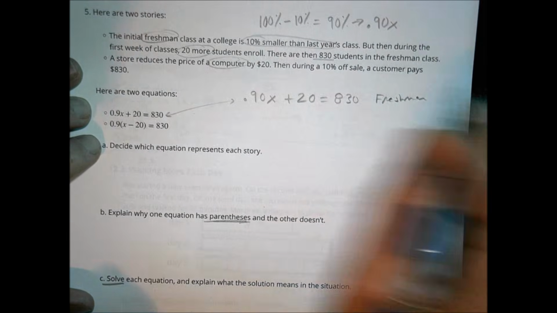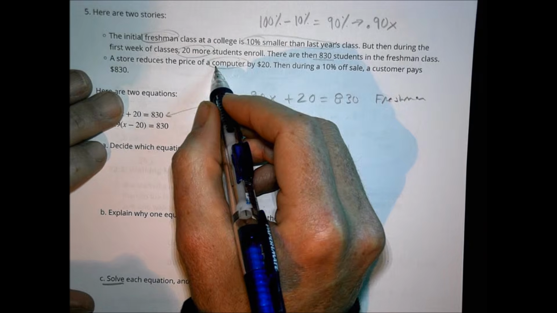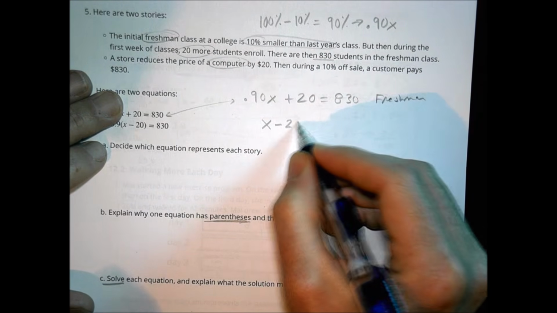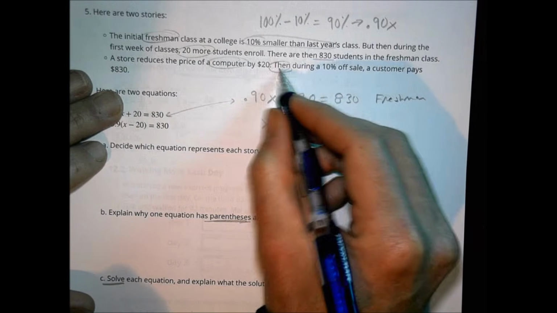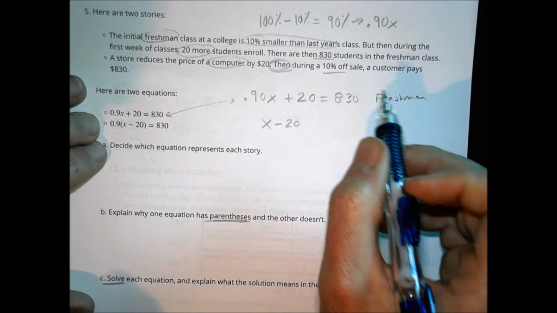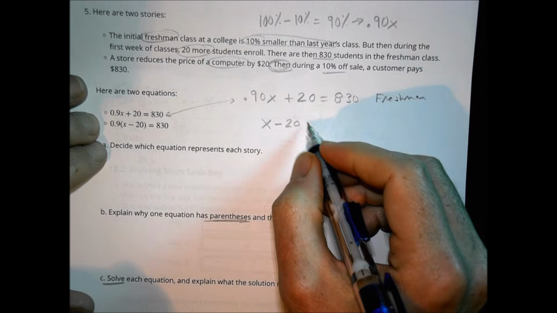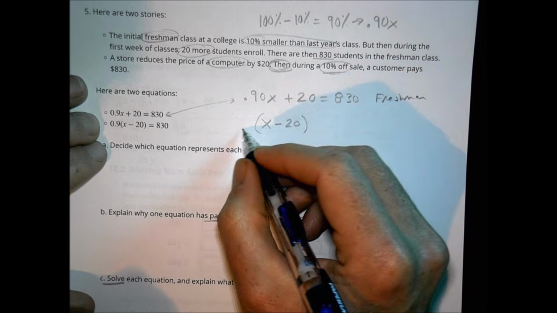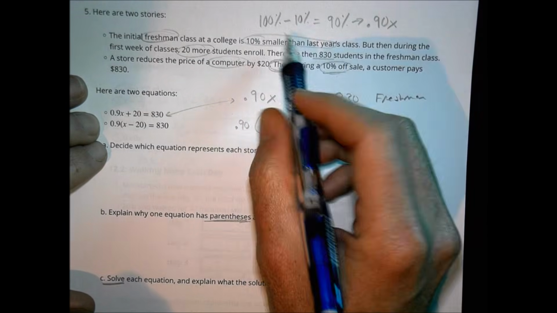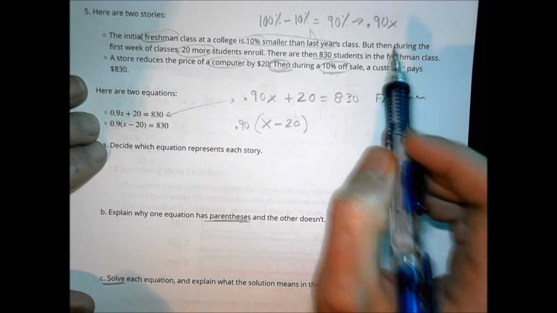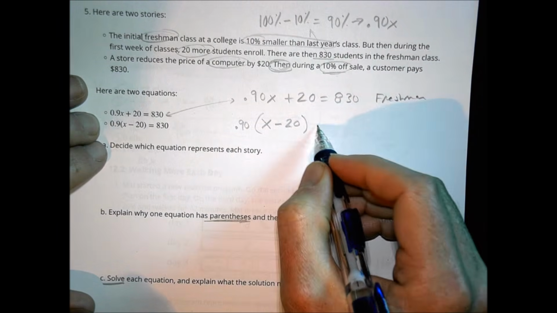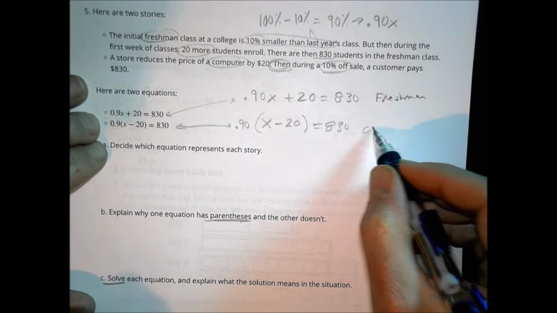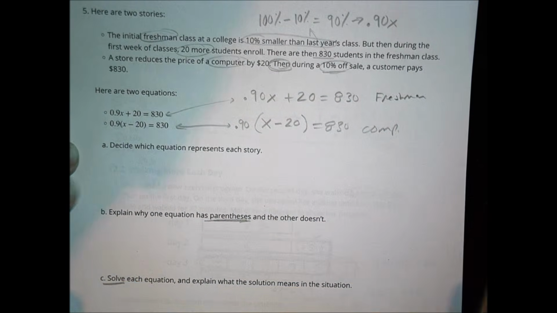The next one says a store reduces the price of a computer by $20. You have price of a computer minus $20. Then, that's a key word, during a 10% off sale, a customer pays $830. So they're going to have 10% off, which means they're paying 90% of the original. Same idea, 10% off means there's 90% left. So 90% of whatever's left equals $830. And that's going to match that one, which is our computer problem. Okay, so we've answered that part there.